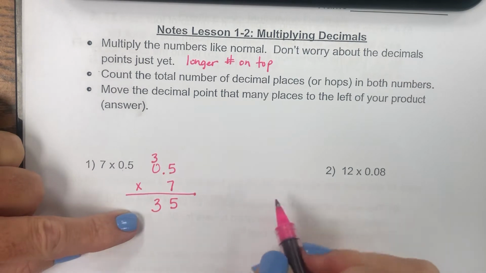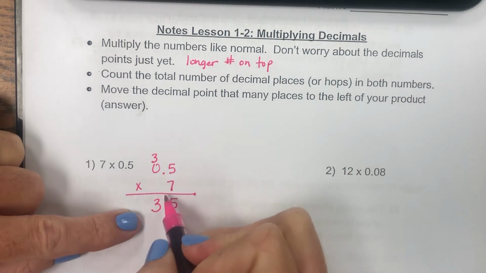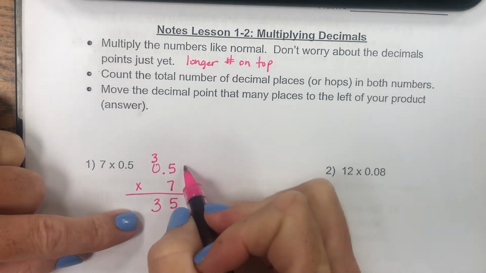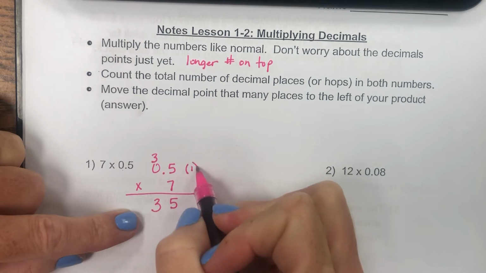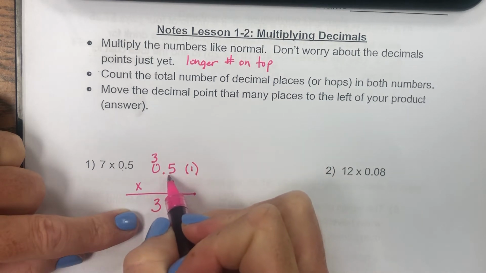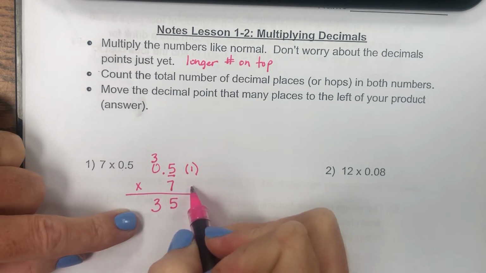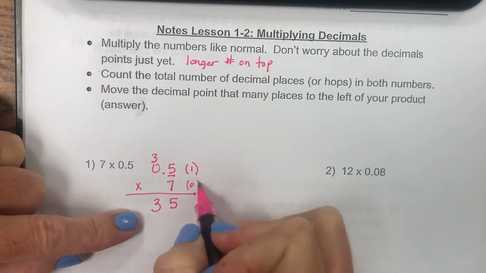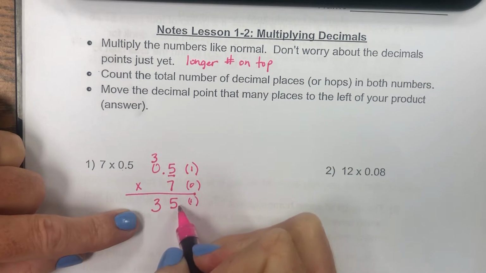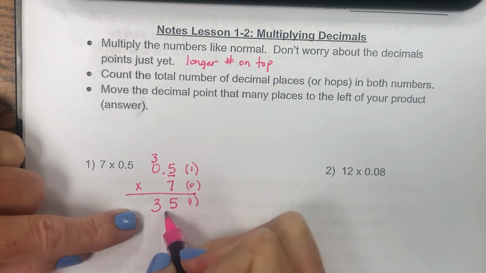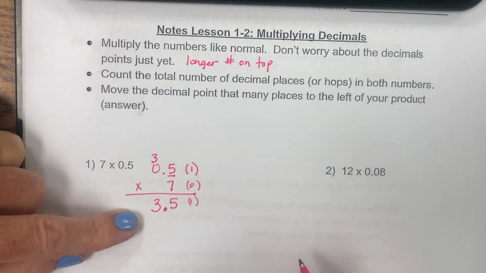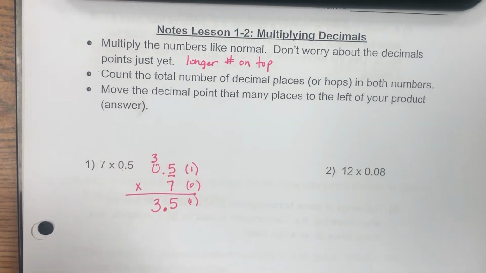Now I'm going to place my decimal. In this case, it looks like I'm dropping it straight down, but what we really do is we look and we count the number of places past the decimal point. So there's one number past this decimal. There is no number past this decimal. So that's a total of one place over I need to move my decimal point. So I start at the end and I move it over one time. So I get 3.5.